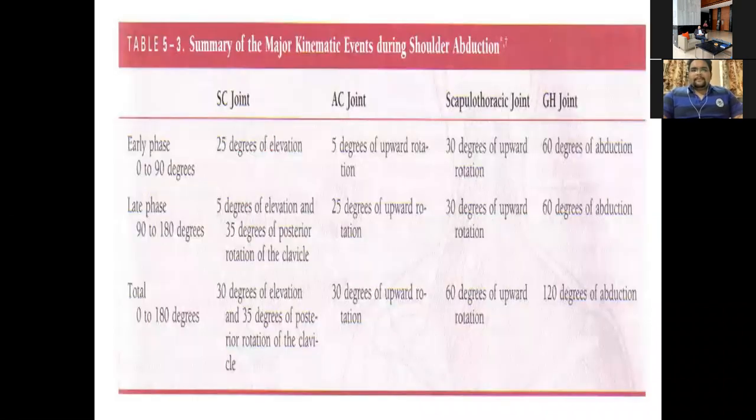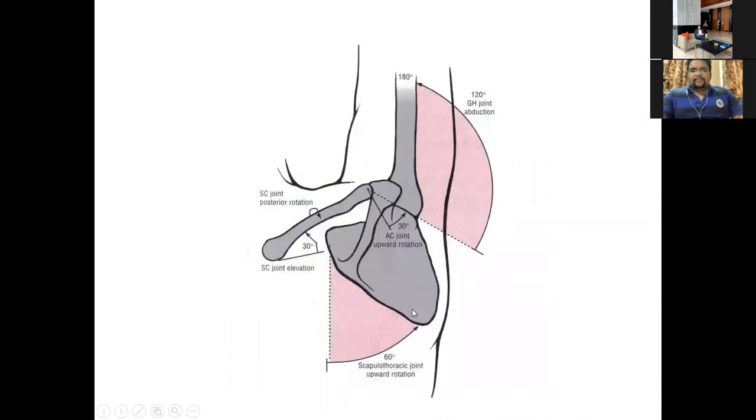Then from this chart you can see how the motions are occurring, that finally 30 degrees of upward rotation has occurred, and all 90 to 180 degrees of abduction has occurred. So this is the total 0 to 180 degree chart that I was trying to explain to you in this picture, that 30 degrees of AC joint upward rotation and 30 degrees of SC joint elevation contribute to a total 60 degrees of scapulothoracic joint upward rotation, and along with 120 degrees of GH joint abduction, the whole 180 degrees of arm abduction takes place.